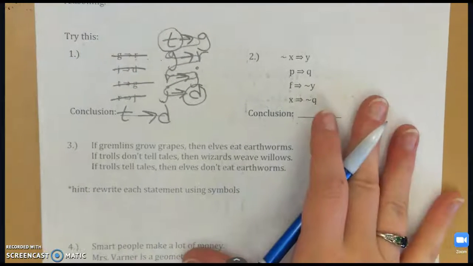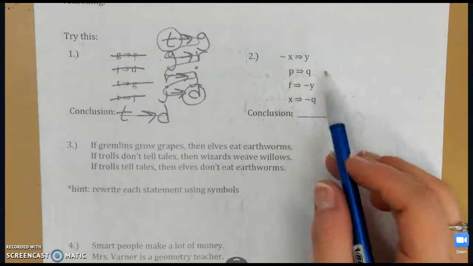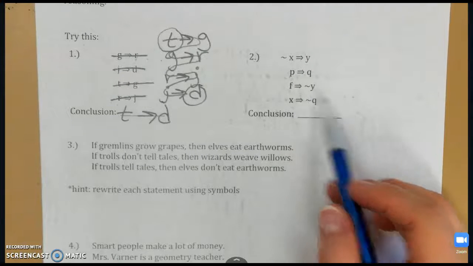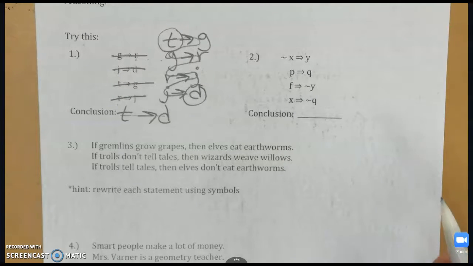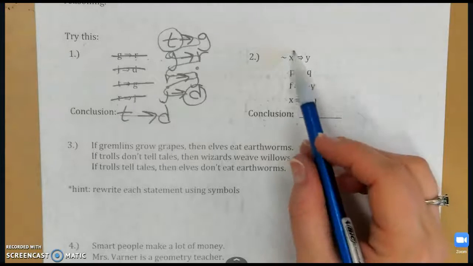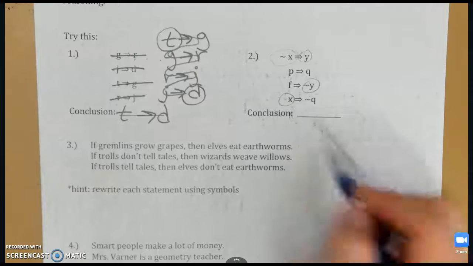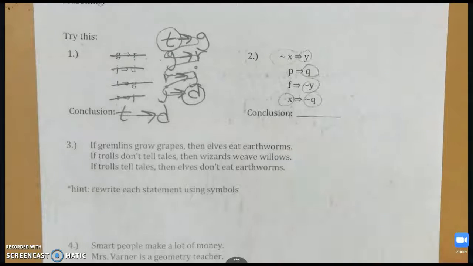All right, let's look at example 2. If not X, then Y. If P, then Q. If F, then not Y. If X, then not Q. Okay. I've got a couple things here that don't quite match. I've got a not X and an X. I've got a Y and a not Y. And I've got a not Q and a Q.